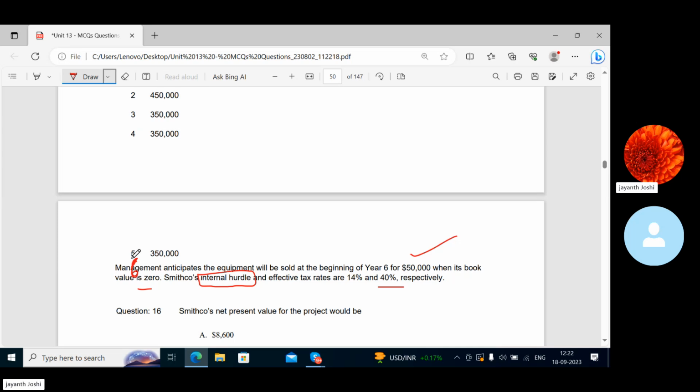See, what happened is, when did they dispose? They disposed at the beginning of year 6, which is nothing but end of year 5, considered like that, right? Yes. So I will not say year 6, you can write it here only, 50,000, correct? Okay.